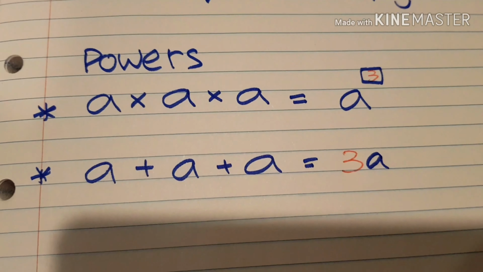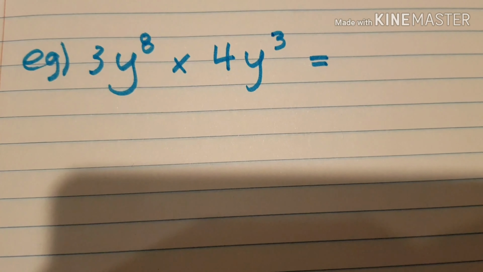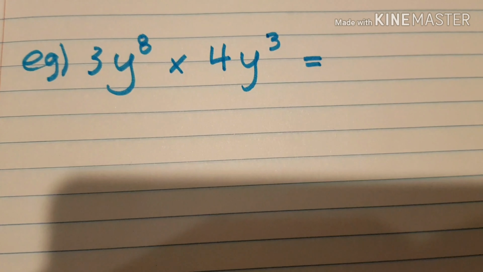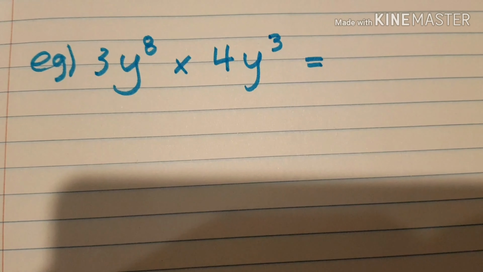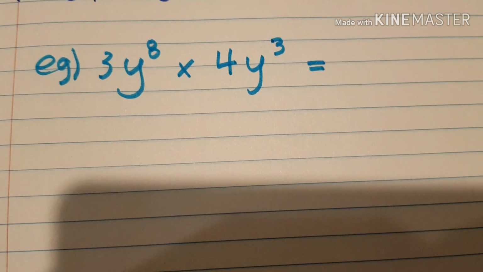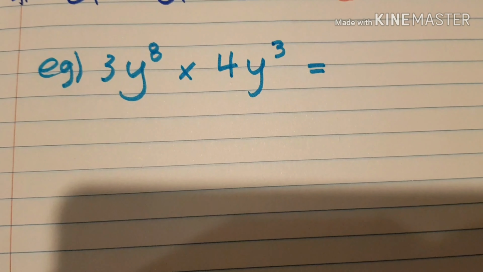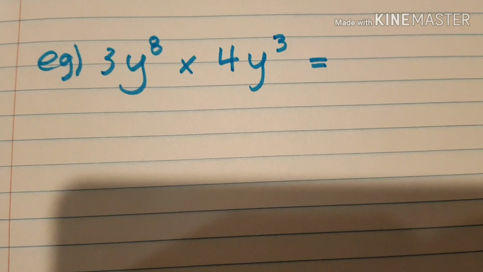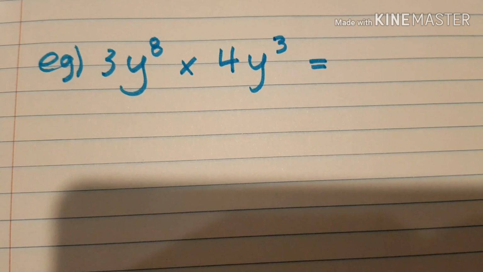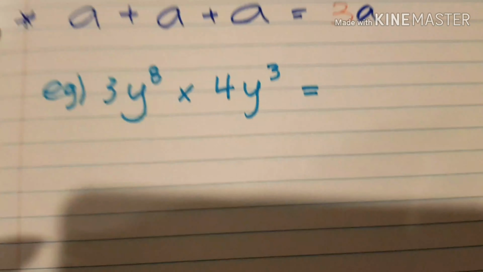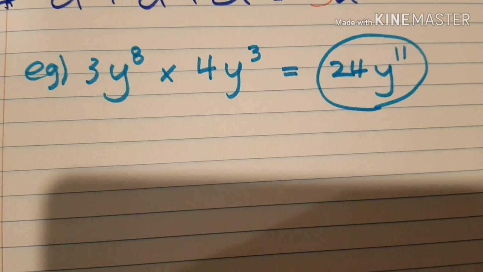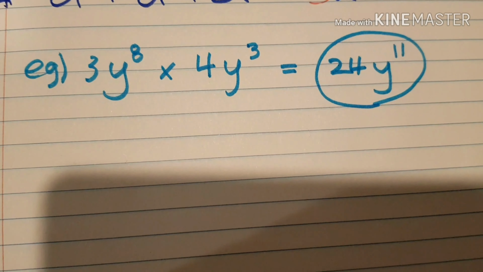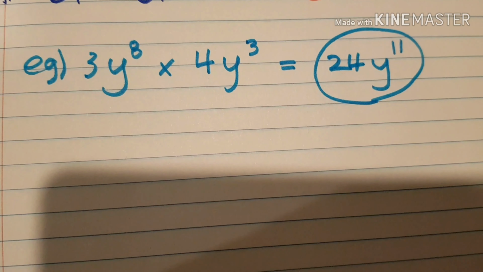we're adding the powers. So for example, how would we do this? Yep, obviously we have to multiply numbers together, and we need to multiply each term with the same term y, so therefore we need to add the powers. So 8 plus 3, so therefore there you go, 24, y to the power of 11.